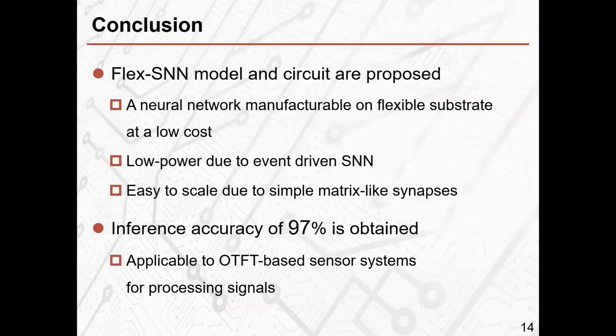And finally, I conclude my talk. We proposed the Flex-SNN model and circuits. Flex-SNN can be manufactured on a flexible substrate at a low cost. Flex-SNN can operate with low power due to the event-driven SNN and is easy to scale due to simple matrix-like synapses. And we get an inference accuracy of 97%. So we think Flex-SNN is applicable to OTFT-based sensor systems for processing signals. Okay, thank you.